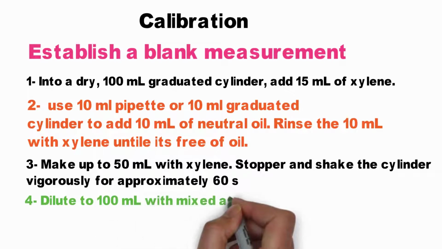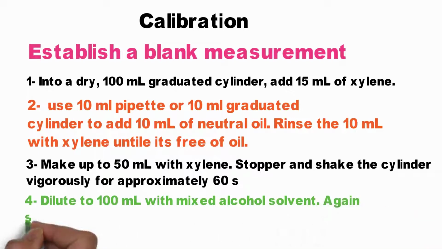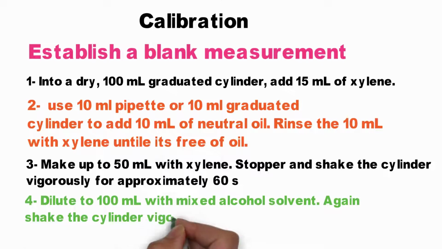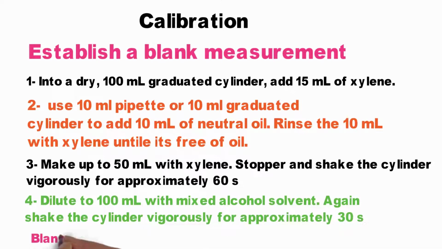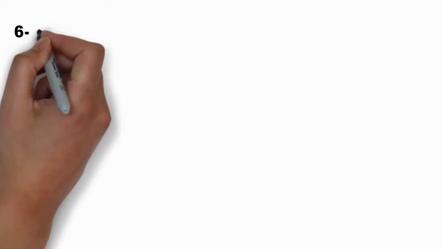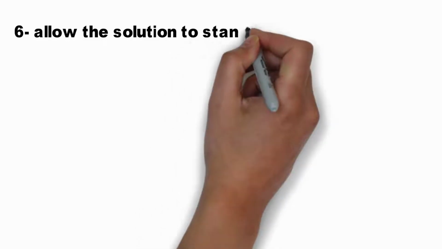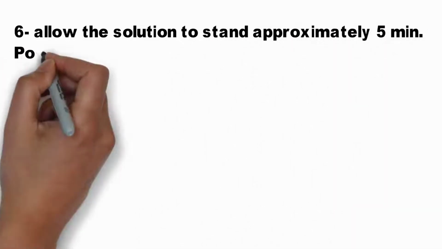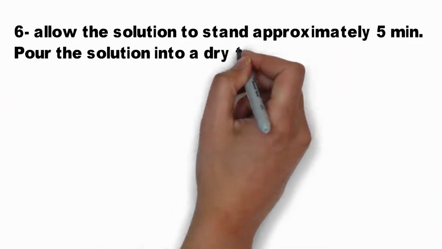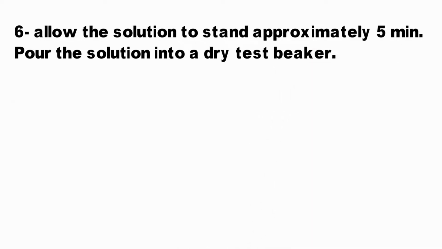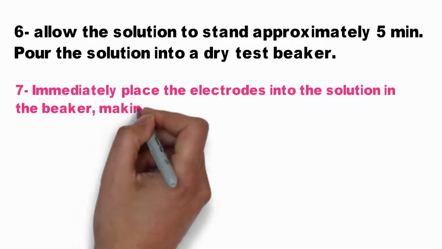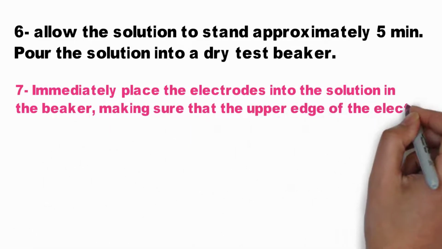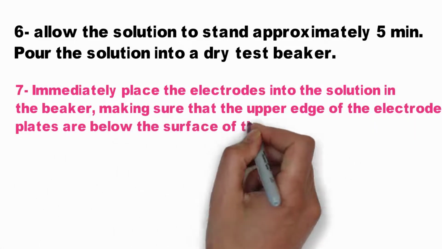Again, shake the cylinder vigorously for approximately 30 seconds. Blank reading should be less than 0.25 milliampere at 125 volt. Now allow the solution to stand approximately 5 minutes. Pour the solution into a dry test beaker. Immediately place the electrode into the solution in the beaker and make sure the upper edge of the electrode plates are below the surface of the solution.